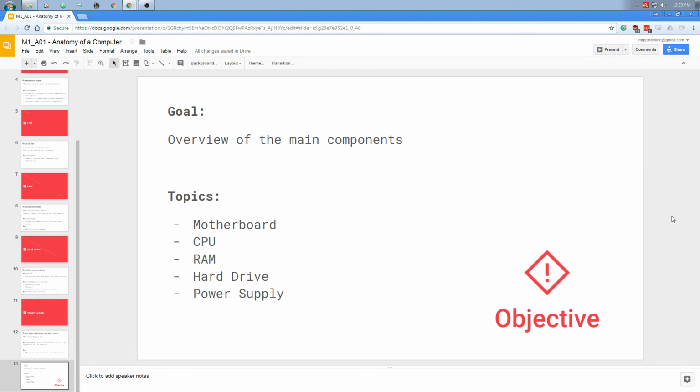So that's it. Today we talked about the anatomy of the computer, where we got an introductory definition of all of the main components that a computer requires. And those main components were the motherboard, CPU, RAM, hard drive, and the power supply.